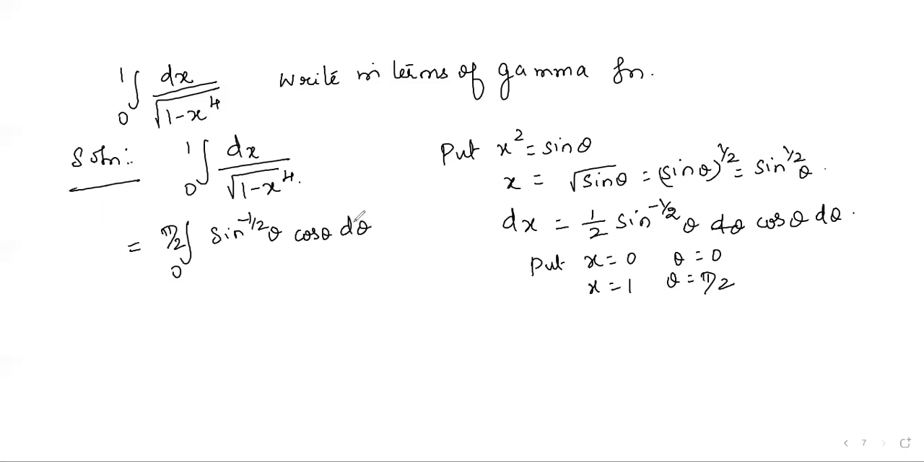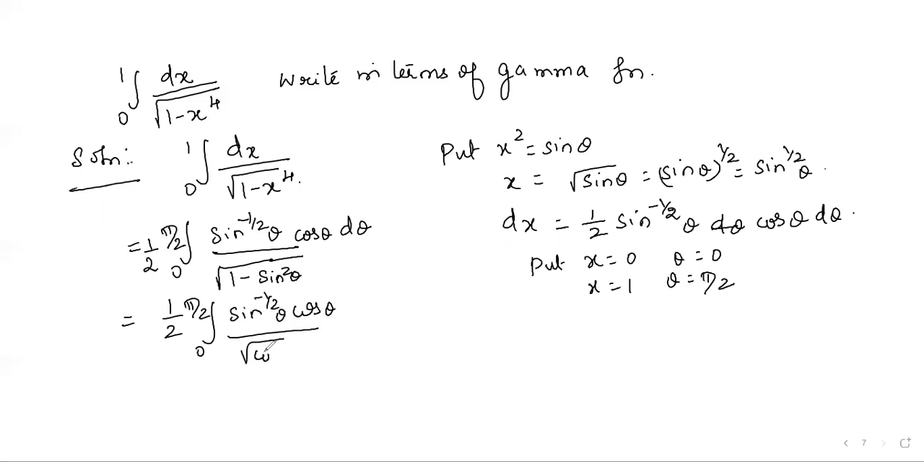d theta. Then 1 by 2 is also there, I can take outside, divided by root of 1 minus x square, where x is sine theta. So x power 4 is sine square theta. So root of 1 minus sine square theta is nothing but cos square theta. So sine power minus half theta, then cos theta divided by root of cos square theta into d theta.